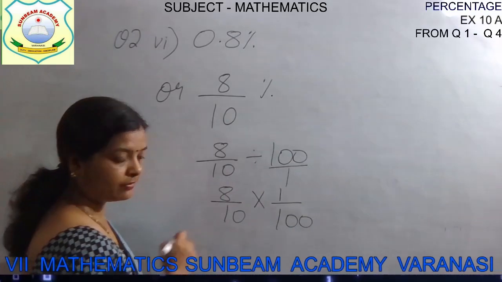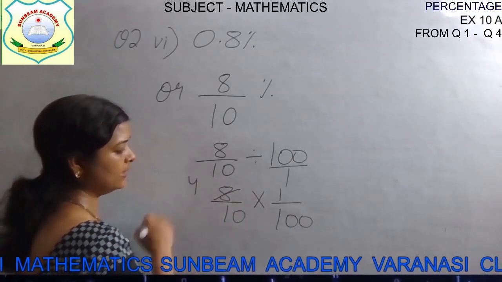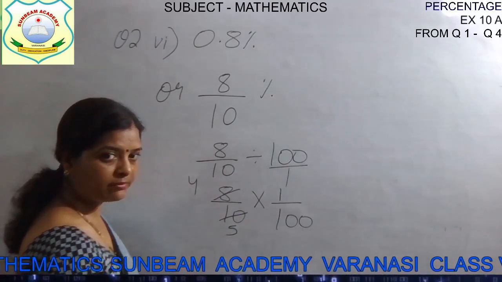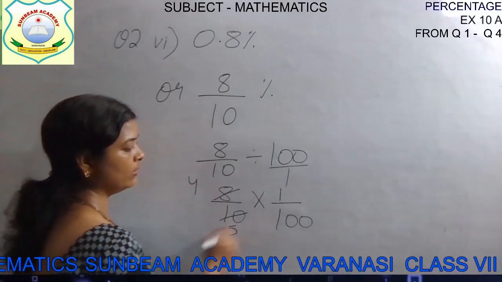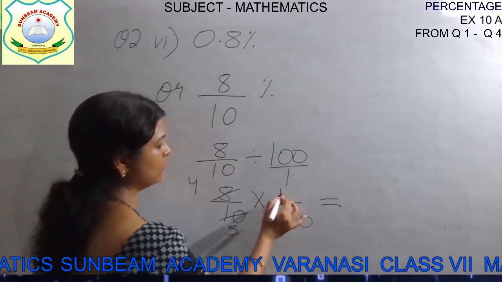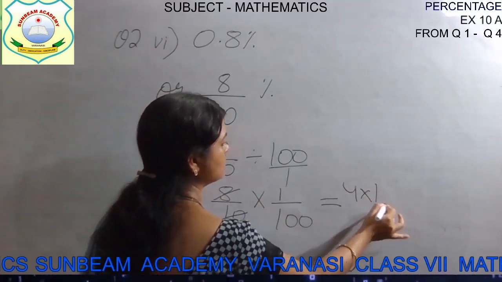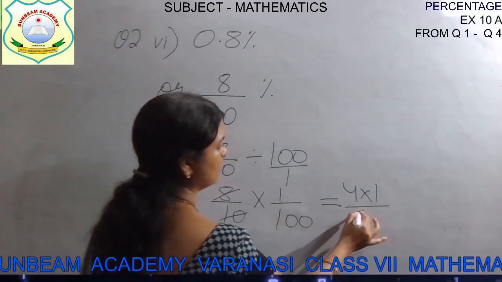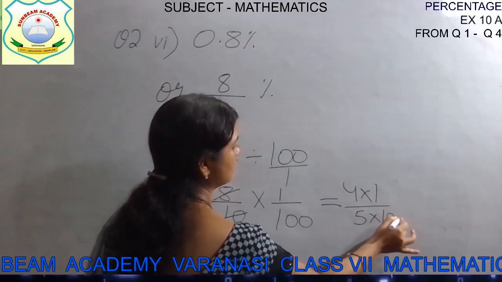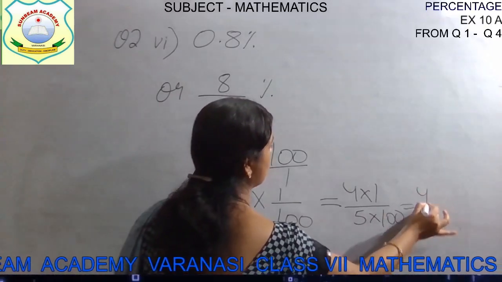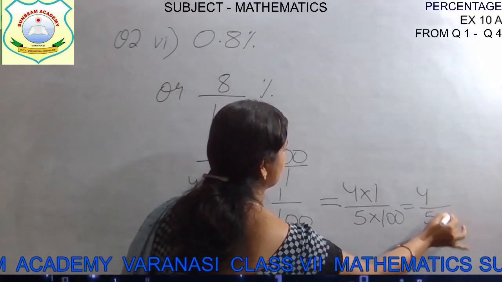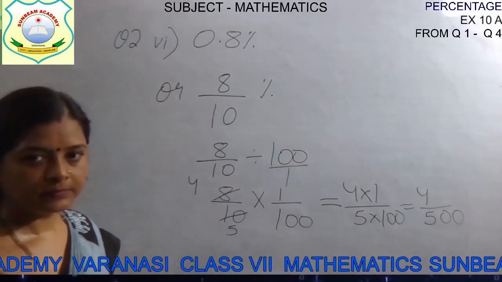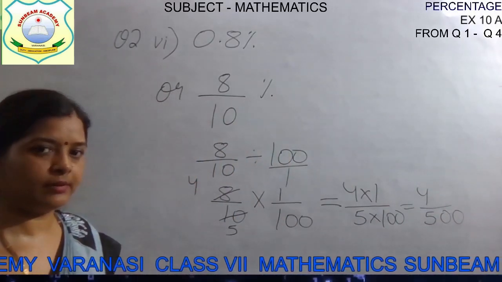Can we simplify it further? Yes. 2 4s are 8, 2 5s are 10. Now can we simplify further? No. So what will be the answer? In the numerator it is 4 into 1, children. And in the denominator it is 5 into 100. So the answer is 4 upon 500. Clear? The answer is 4 upon 500.